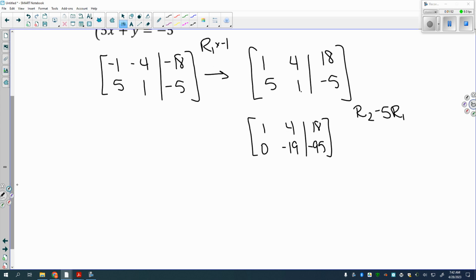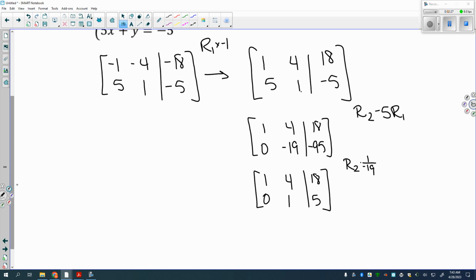Now what I'm going to do is take row 2, and I'm going to take that divided by, or times, 1 over negative 19. And row 1 stays exactly the same, but row 2 becomes, well, that becomes a 1, which is what I really want. And negative 95 divided by negative 19 is 5. So I get to that, which is really, really nice here.